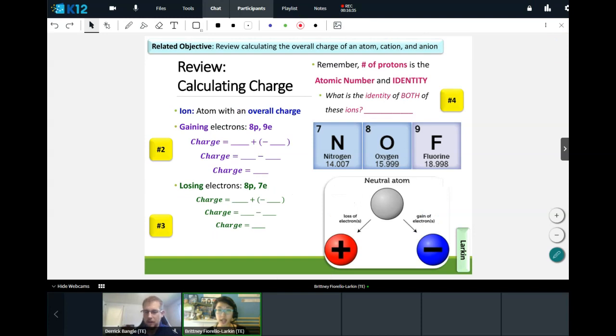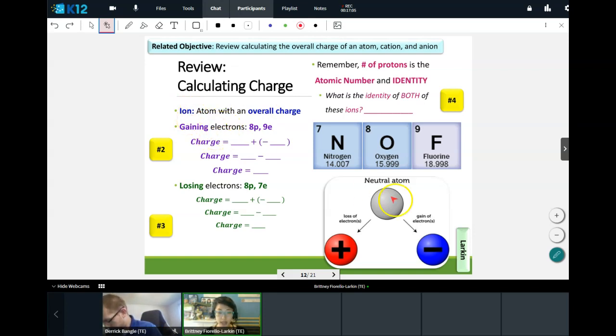So let's talk a little bit about calculating charge. This is something we've already reviewed, but we're going to go over it again because it's related to ionic bonds. Remember, an ion is an atom with an overall charge. If something's neutral, it's just called an atom. Once it gets a charge, it's called an ion. If you mix them up, it's not a big deal. Most people will understand what you're saying, but technically an ion is an atom with a charge.